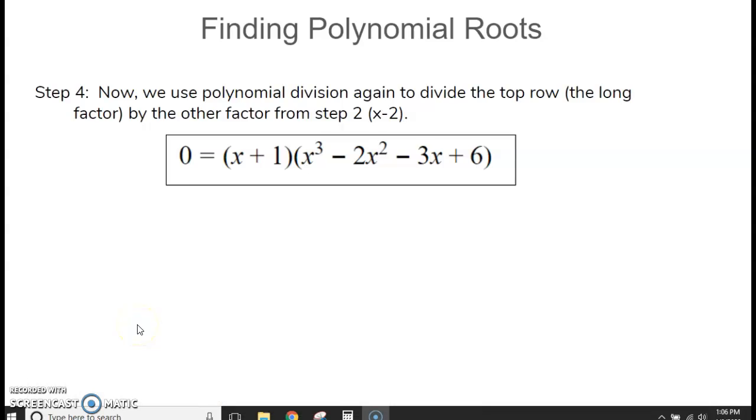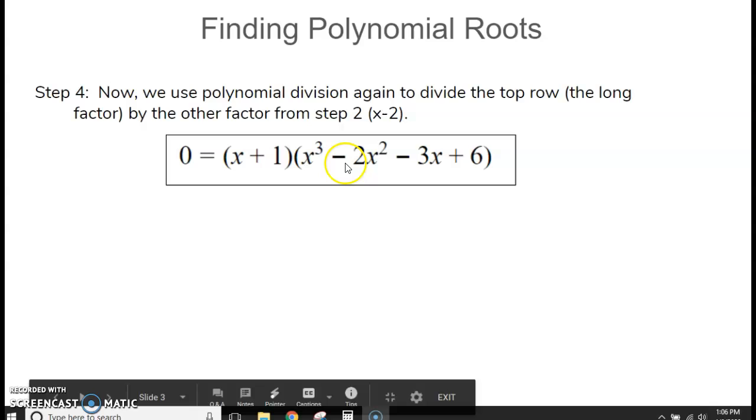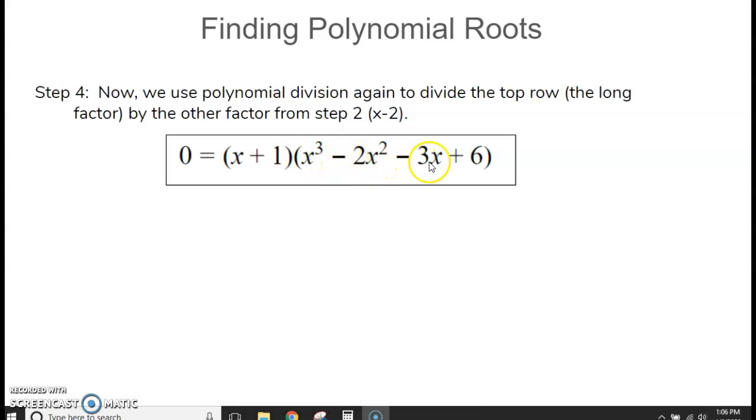Okay, so now on to step 4. And by the way, there are 5 steps, so we're in the home stretch. So we're going to go ahead and create another Polyduco box, or polynomial division with an area model. This time using our answer from the top row in the last step, this x cubed minus 2x squared minus 3x plus 6, and the other factor from step 2, the one we didn't use yet, the x minus 2.